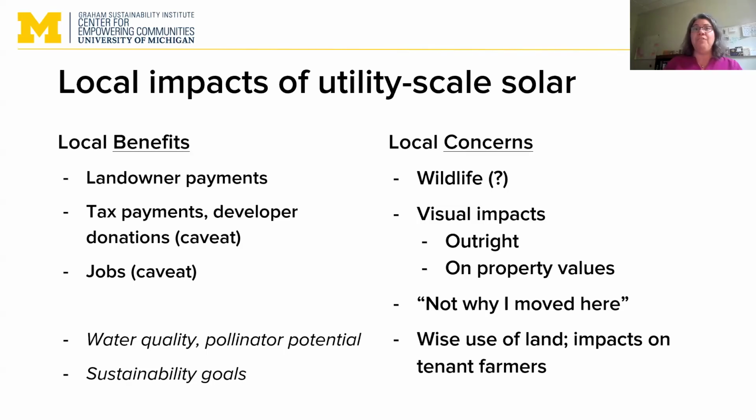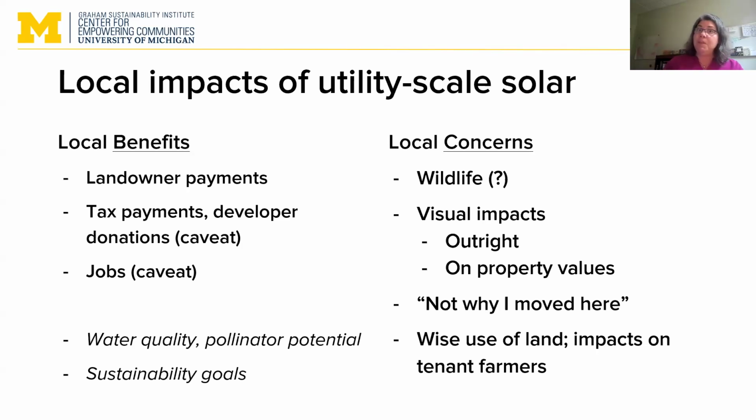So in terms of local benefits, it's important that we talk about the landowner payments that developers provide to those who host solar on their property, property tax payments, and developer donations that are made. We give this a little bit of a caveat because developer donations are not ubiquitous, and so you may not count on those. And in terms of property tax payments, particularly for newer technologies, there can be flux, and so we give that a little caveat.